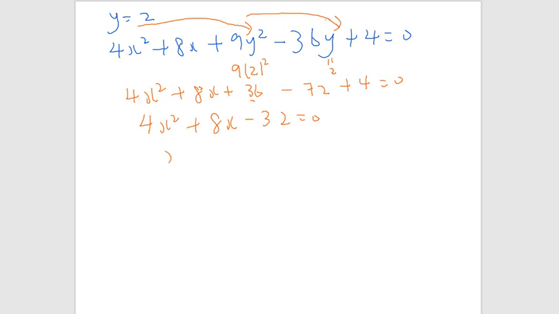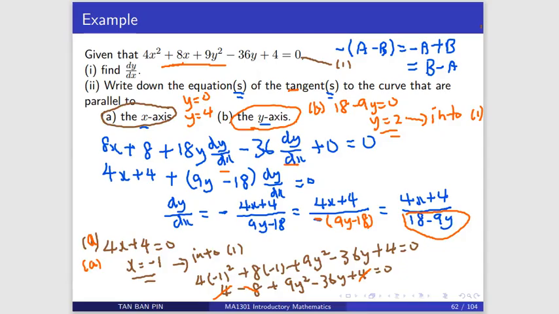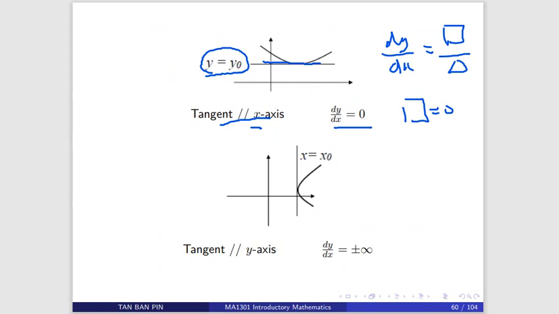Divide by 4. So x squared plus 2x minus 8 equal to 0. Then you can factorize as x plus 4, x minus 2 equal to 0. So x is minus 4 or 2. There are two answers. And what you want is to find the equation of a tangent line parallel to the y-axis. For a tangent line parallel to the y-axis, the equation is just x equal to x naught, a number.